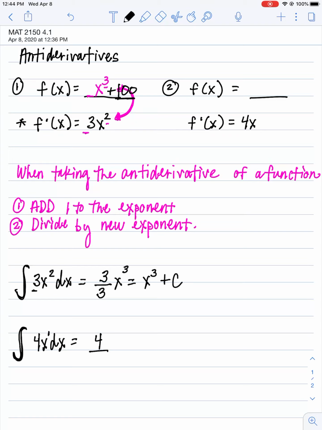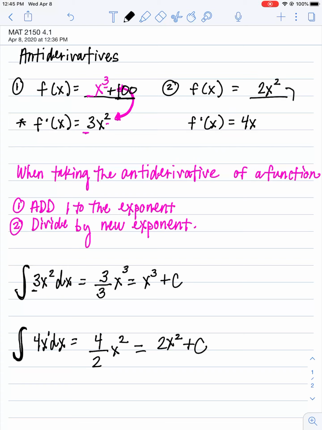I was trying to give you some wait time in that. You're exactly right. It's going to be 2 because we add 1. Okay, so our exponent is 2. X squared because our new exponent is 2. And you're exactly right. 4 over 2 is just 2x squared plus c.